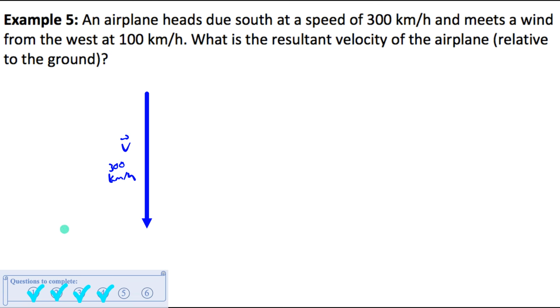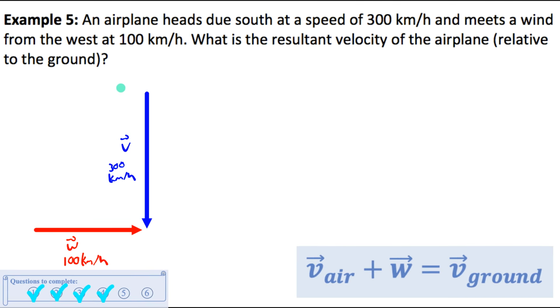The question also says that there's a wind coming from the west. If it says coming from the west, that means it's blowing east. So the direction would be straight to the east, and the magnitude of that vector would be 100 kilometers an hour. So since this is the wind, I'll call this vector w. The sum of the plane's velocity in the air and the wind's velocity is going to give me a resultant velocity of the airplane relative to the ground. So I need to add these two vectors together to figure out the resultant velocity of the airplane.